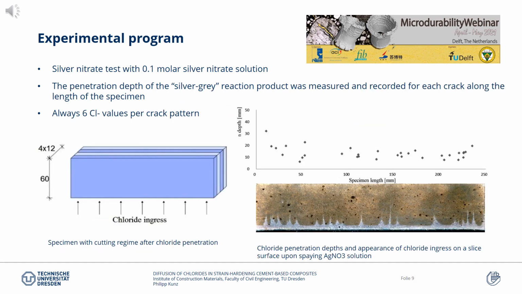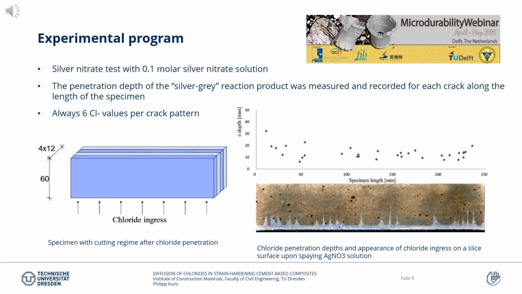After removing the samples from the sodium chloride exposure, all specimens were cut to 4 slices of around 10 mm thickness, as presented below on the left. Those slices were then used to conduct the silver nitrate test, where we used a 0.1 molar silver nitrate solution. Silver nitrate reacts on a freshly fractured surface with unbound chlorides to silver chloride, which can be seen on the surface due to its silver gray color. The penetration depth of this silver gray reaction product was then measured and recorded for each crack along the length of the specimen, as presented on the right at the bottom.